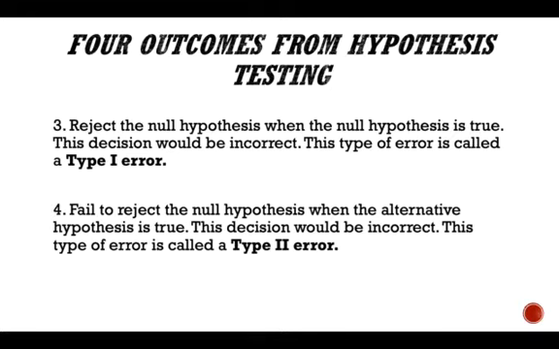And for option 4, we failed to reject the null hypothesis when the alternative was true. We didn't have enough evidence to support the alternative hypothesis, so we failed to reject the null hypothesis, but the alternative was actually the true statement. This is what we call a type 2 error. We have a nice little box on the next slide that'll help us organize these statements.